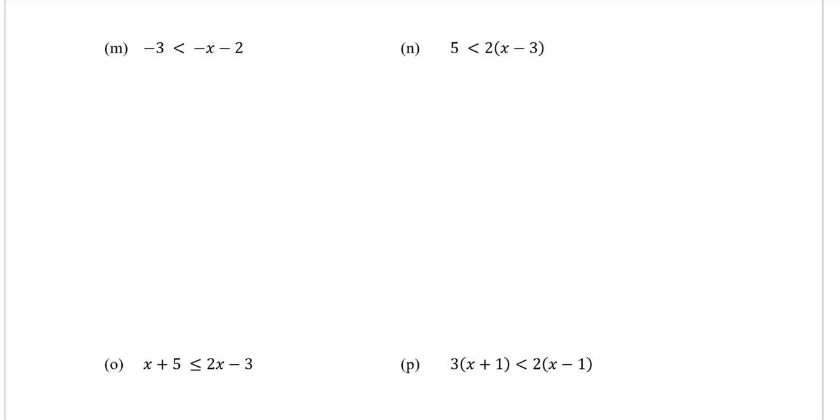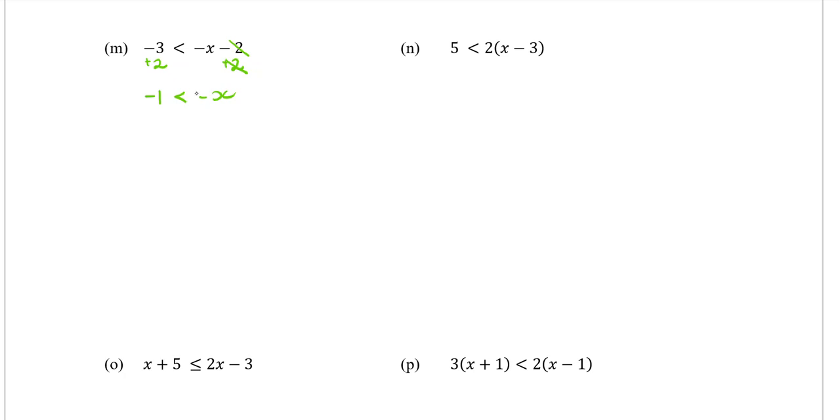On the next page, M. Our x is over on the right-hand side of our equation again, so we're going to move the things away from the x by starting with the 2. We're going to add 2. Minus 3 plus 2 is a negative 1. The less than sign is there, and we have a minus x.